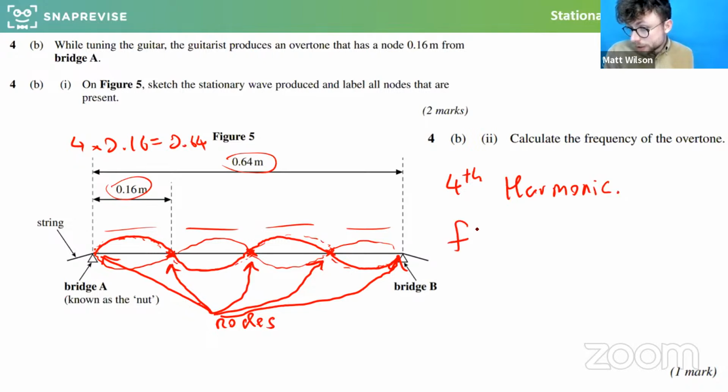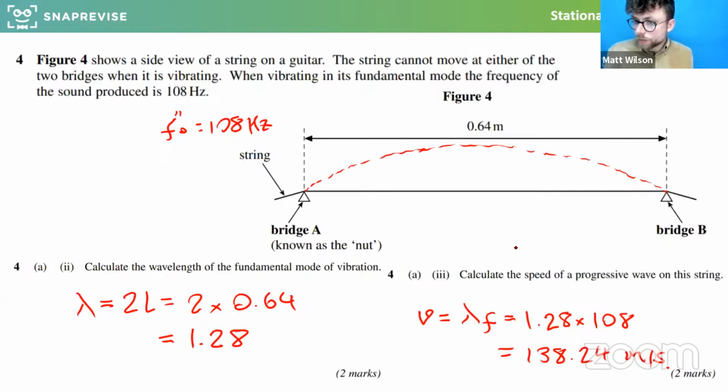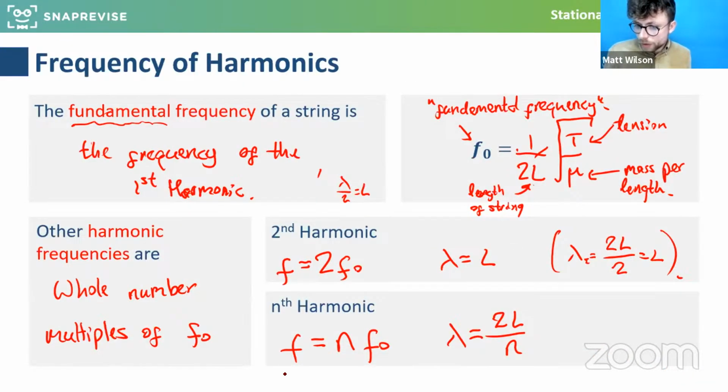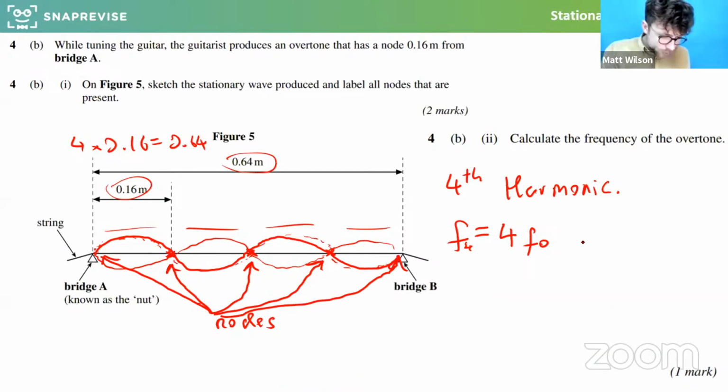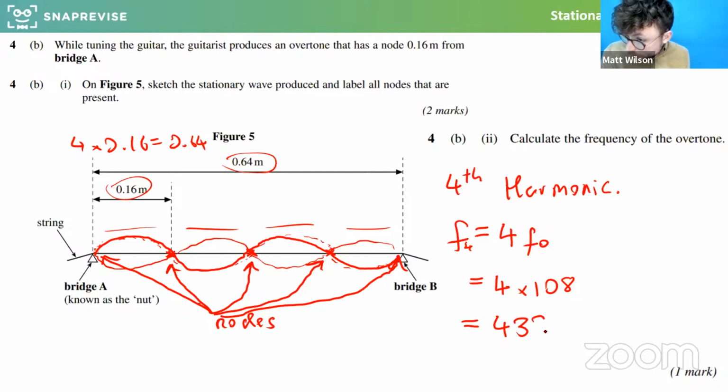The frequency of the fourth harmonic is 4 lots of the fundamental frequency. That's the formula that we came up with here. So the frequency is 4 lots of the fundamental frequency. And then we can just jot this down. We were already told the fundamental was 108. So we just have 4 lots of 108. And 4 lots of 108 is 432 hertz.